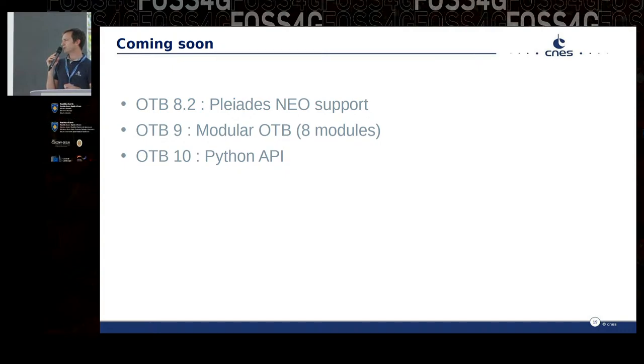And OTB 9 will drop the graphical interface, drop Mac support, and will bring the modules that I talked about, I think about 8 or 9 modules. And in the version after, we will, I think, improve the Python API.